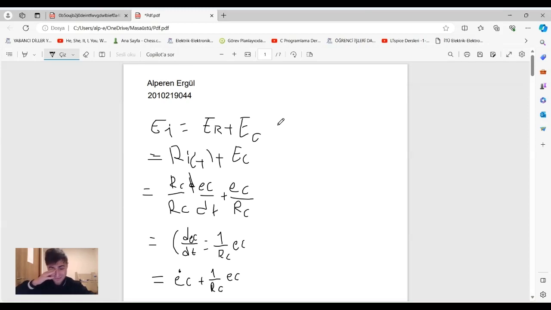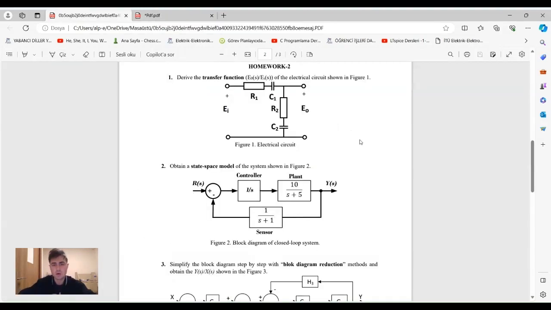Then we take the current in the capacitor. That's why we write I equal C dEC over dt. That's it, we already did this, and this is the first question. Okay, let's continue to the second question.